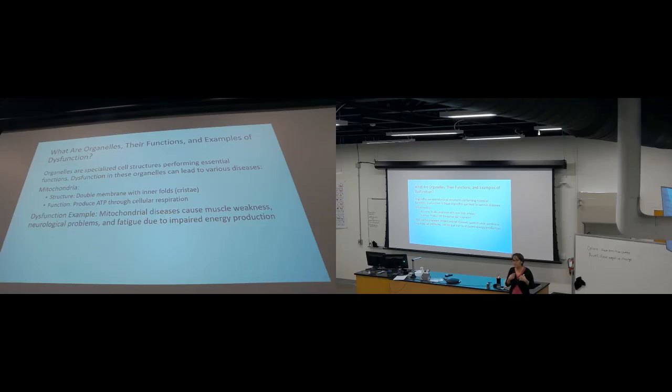Now, our mitochondria come from our maternal side. So our mom gives us the mitochondria that we have. So if someone has a mitochondrial disease, that disease is inherited through the mother's side, not through the dad's.